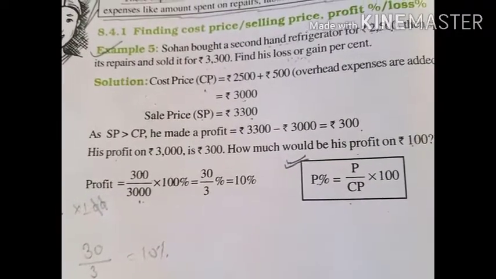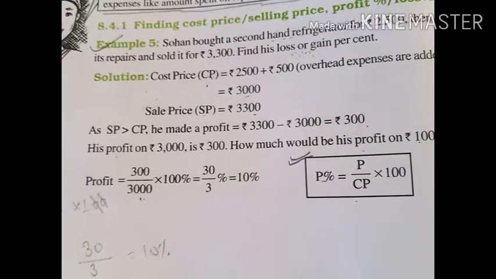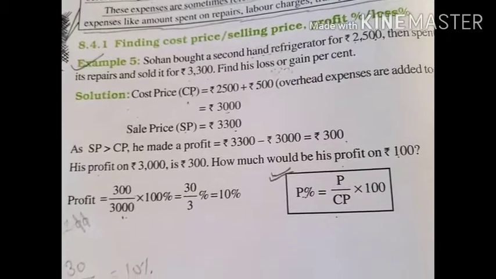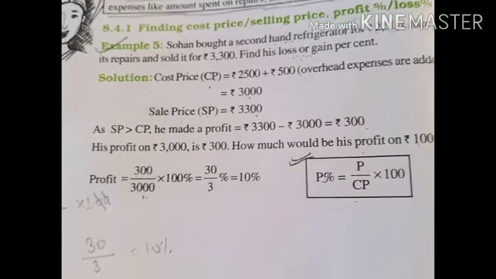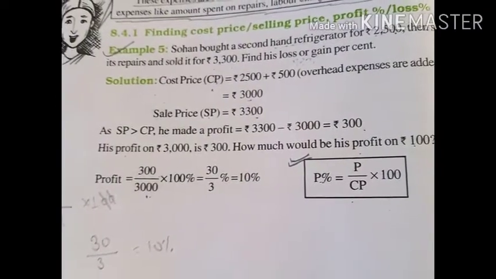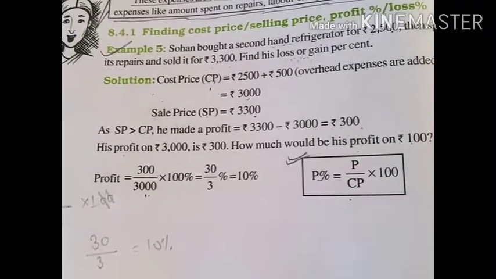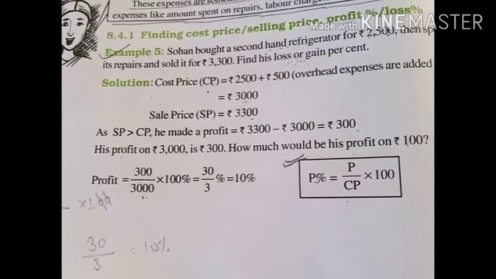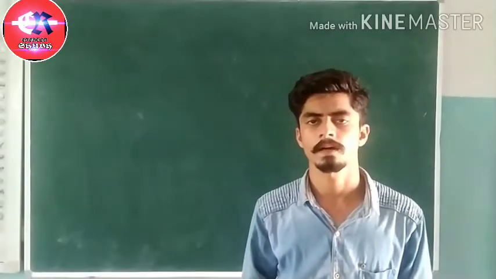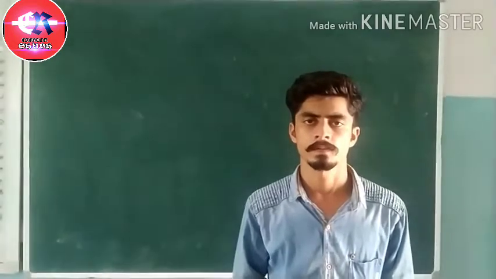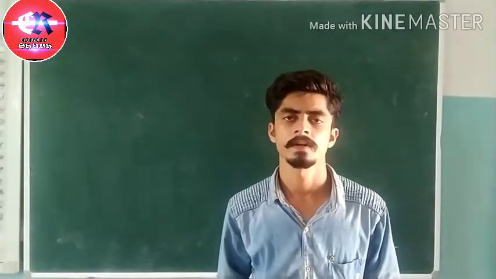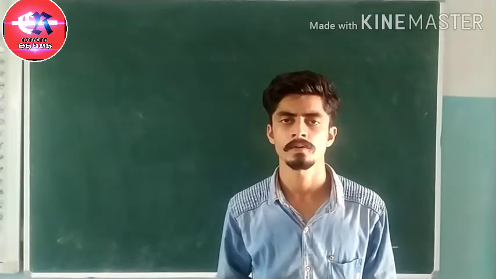So that's all for the topic, finding cost price, selling price, profit percent and loss percentage. Now this was example number 5. Example number 6 and 7 are also there. You have to just see the solutions and do them by yourself. So some topics we had covered today. Now service tax and VAT are left, and after that we will start the new exercise 8.2.